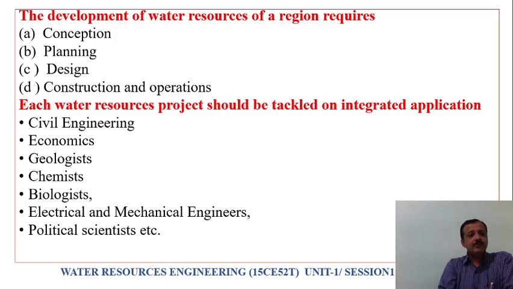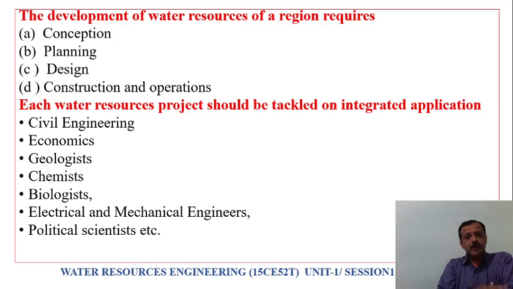Second part is the planning. We have to do proper planning of it. Next we have to do the design of the structure, then construction and operations. These are the four stages which come under water resource development.